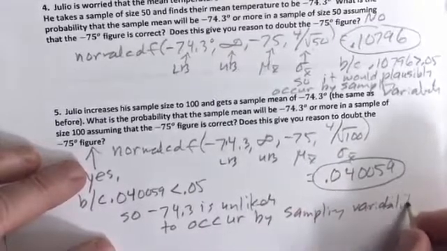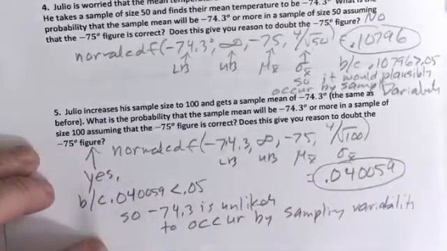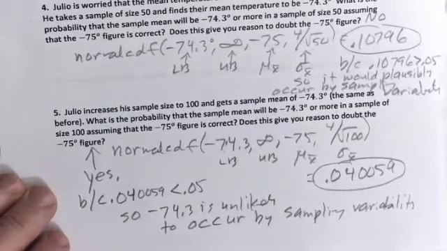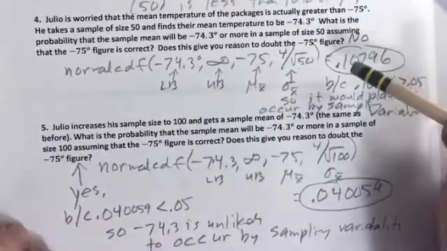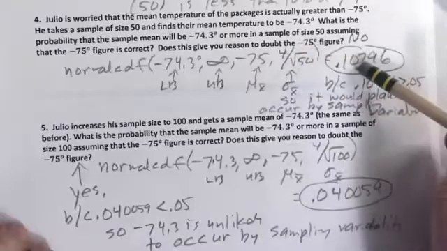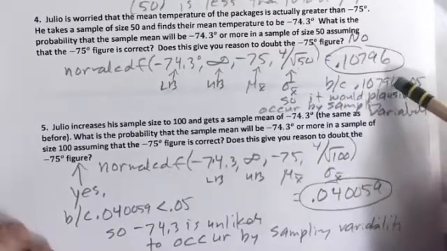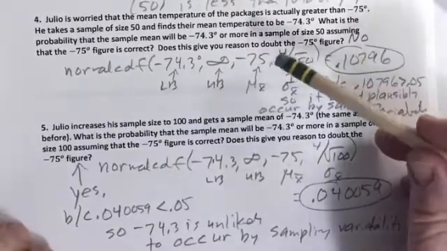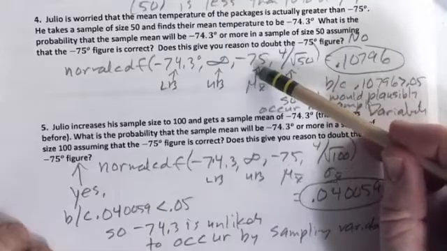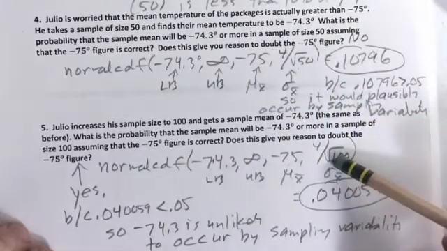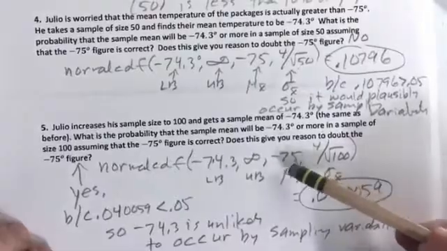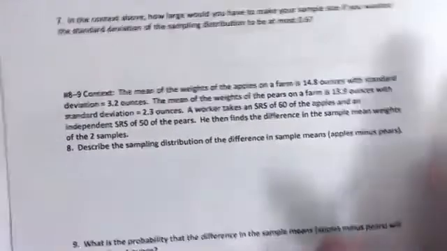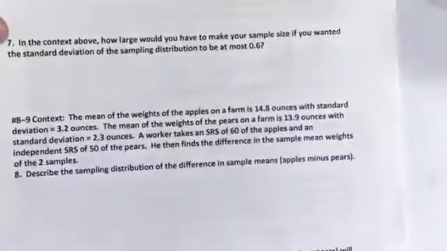And that, by the way, is the basic logic of a hypothesis test, which we're going to do later in the year. All right. And so you'll notice when the sample size is 50, we did not reject. We did not have evidence to doubt the negative 75 figure. But when we increased the sample size to 100 and everything else was the same, then we get below 0.05, which would cause us to doubt that. Okay. So now let's look at the next question.